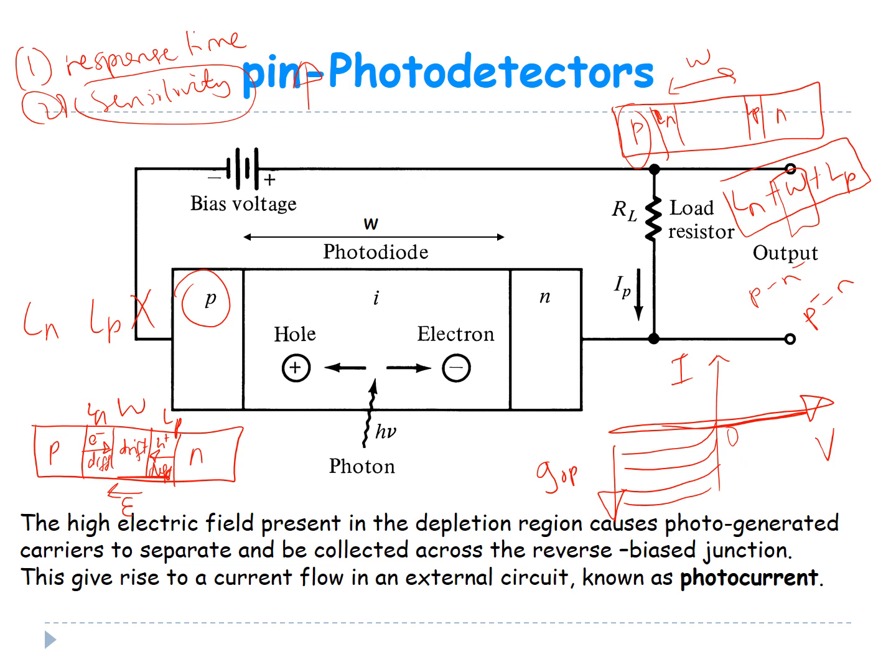And it so happens that the high electric field present in the depletion region causes generated carriers to separate and be located across the reverse bias junction. This gives rise to current flow in an external circuit known as the photocurrent. So this is how the photodetectors work. But now when you have a PIN junction, you get a situation like this one.